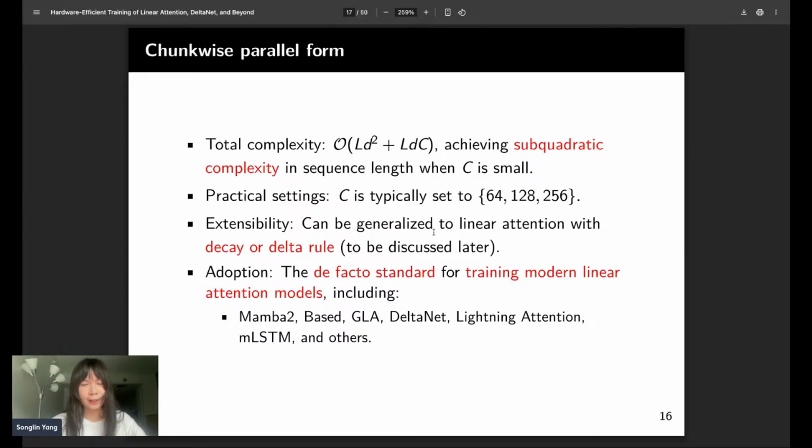This Chunkwise form is also very general. We can extend this Chunkwise algorithm to have hardware efficient training of different linear attention variants, like linear attention with decay, for example, Mamba2, and also linear attention with the delta rule, which we will introduce later. And this Chunkwise algorithm has been the standard training technique for modern linear attention models, like Mamba2, Gated DeltaNet, xLSTMs, among others.